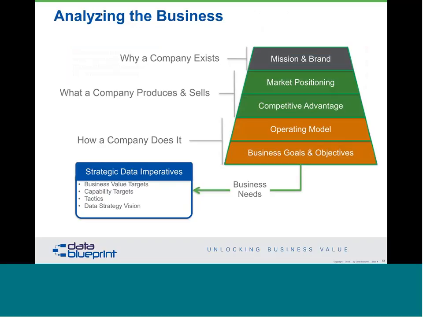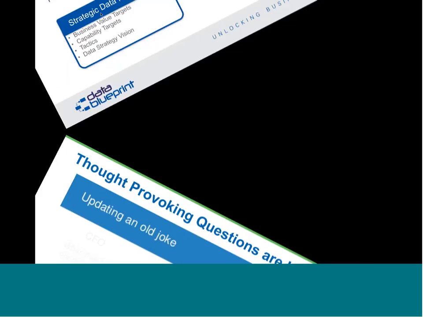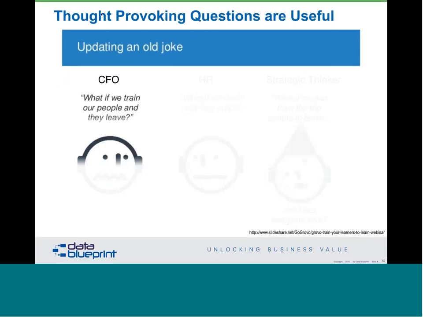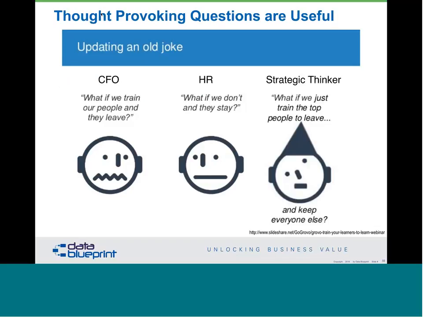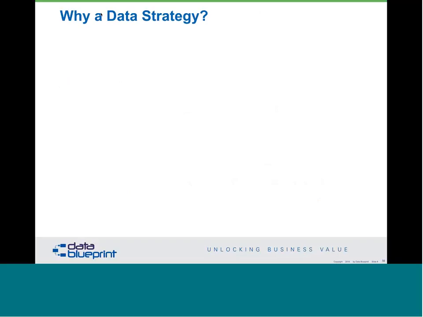Now, many people like to try and figure out how to sell this, and I like to do sort of a series of thought-provoking questions. This is an old joke, but the CFO says, what if we train our people and they leave? And HR comes back and says, what if we don't train them and they stay? Ooh, that's an interesting conundrum. People like that. This is an old joke. I put the credit for it up there. A strategic thinker says, well, what if we can just train the top people to leave? And frankly, I've been to a number of organizations where that might be a better idea.